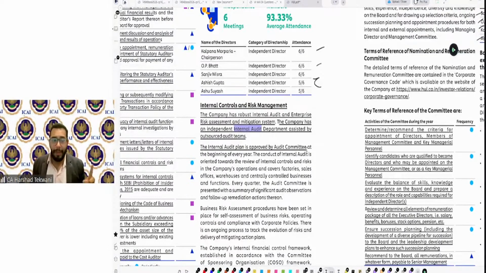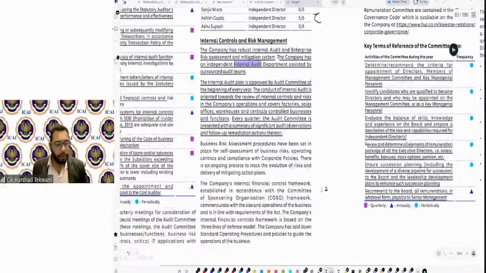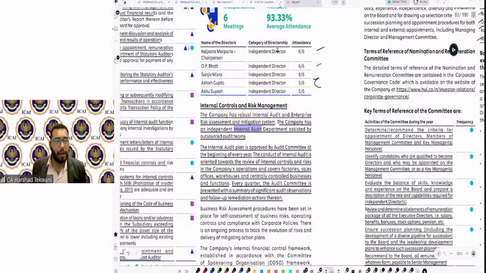So there is no pressure by any other officer or person within the organizational status that I was talking about. The conduct of internal audit is oriented towards a review of internal control and risk in the company's operations, covering factories, sales offices, warehouses, and centrally controlled businesses and functions. Every quarter, the audit committee is presented with a summary of significant audit observations and follow-up remediation actions thereon. So that is what they have written about how internal audit plays an important role in an organization.